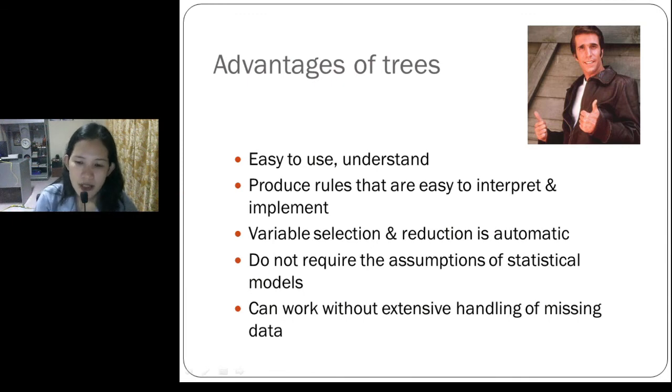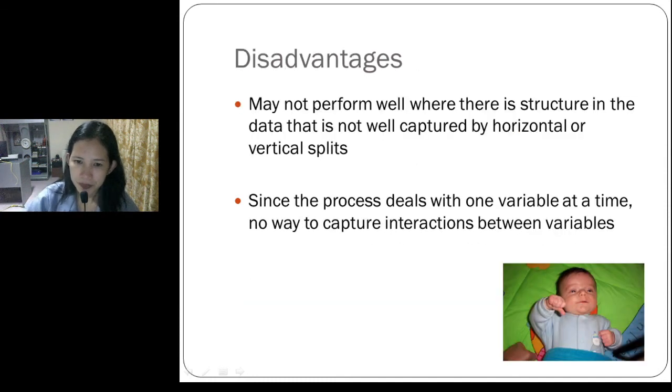The advantages of trees are the following. It's easy to use and understand. It produces rules that are easy to interpret and implement. Variable selection and reduction is automatic, it does not require the assumptions of statistical models, and it can work without extensive handling of missing data. The disadvantages are the following.